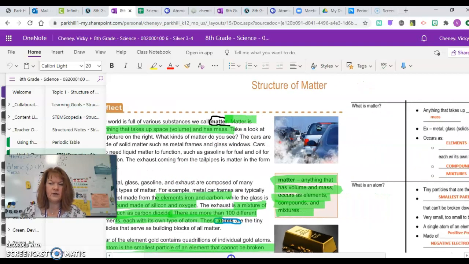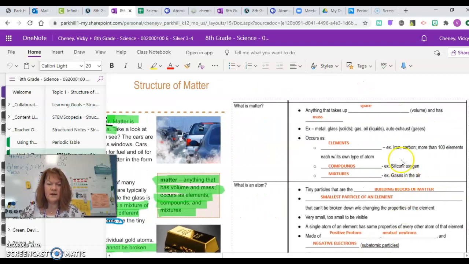Now, I do not care if you guys print out your notes if you want to. I may start copying them right next to this so that you guys can see it. So our question here is, what is matter? It's anything that takes up space, has volume, and mass. Some examples that it gave you had to do with the car, and it mentioned the metal in a car, the glass in the windows, those are all solids. We have gas and oil, which are liquids, and we have auto exhaust, which is a gas.